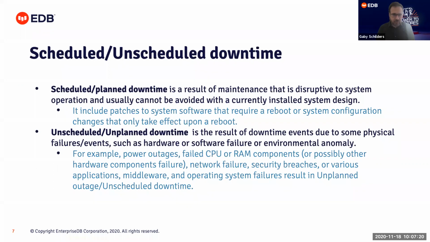The other side of that coin is unscheduled and unplanned downtime. And these are the results of things going wrong. Whereas with scheduled and planned downtime, you had an idea about how to get from operational to non-operational to operational again. In unscheduled downtime, what happens is that a part of your infrastructure is misbehaving, and as a result, the service is interrupted.